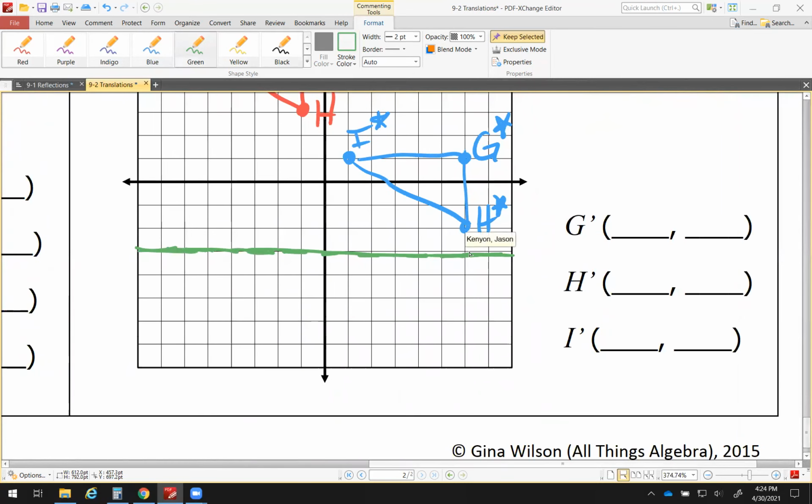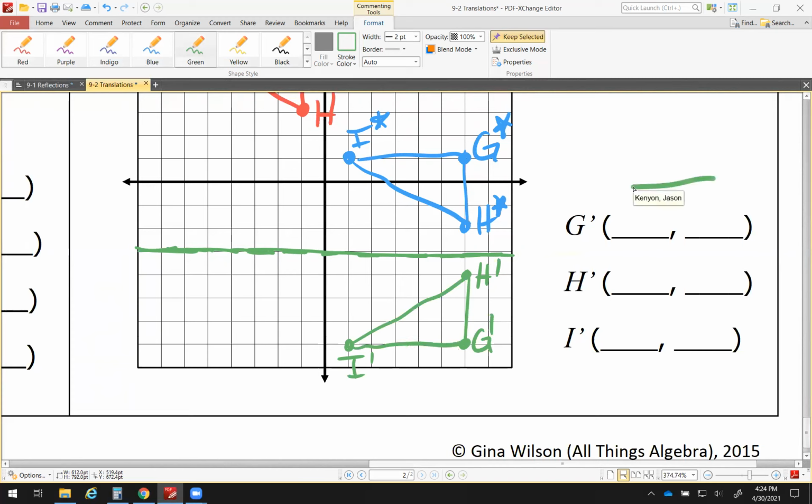H star is 1 unit away, so H prime will be 1 unit away. G star is 1, 2, 3 units away, so G prime will be 3 units away, or sorry, 4 units away. And then I star is 4 units away, and so I star, or I prime, will be 4 units away. And here is our final triangle in green.